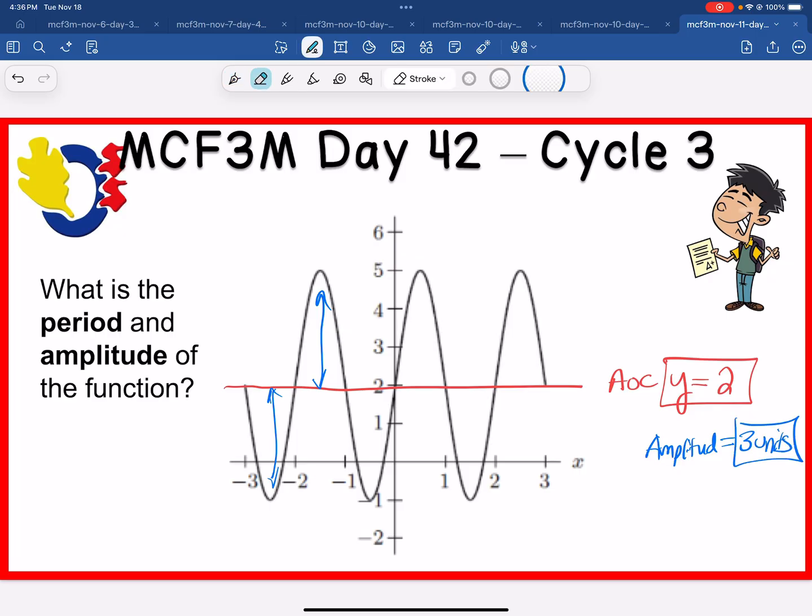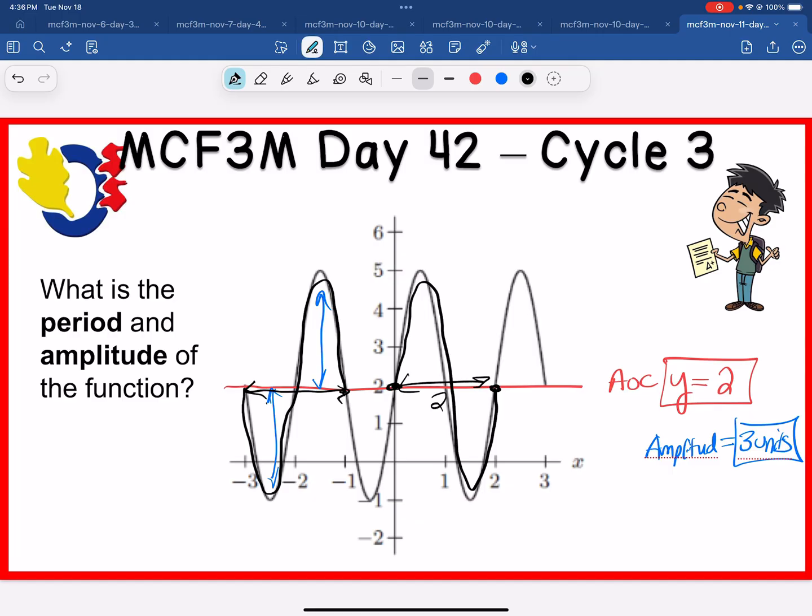The period of the function is between one starting point and one finishing point. This is a cycle. So this length here is a period. Or I could choose this as my starting point and count this as a cycle. As long as you're consistent, if I chose this 0 position, my period is 2. If I look here between -3 and -1, that is also 2. Or I could have looked between peak and peak, that's also 2. So the period of the function is 2 units.